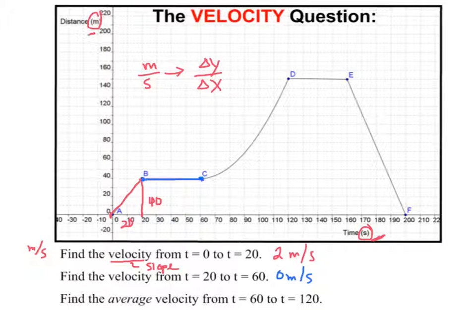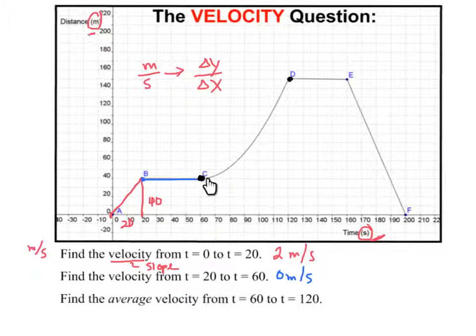So hopefully that makes sense, why that works out. And finally, find the average velocity from 60 to 120. So here's why I say average. There's 120 right there. The velocity here, the slope, was always 2. Here the slope was always 0. If you wanted to go further, the slope will always be 0 up here between points D and E, and it will always be constant here.